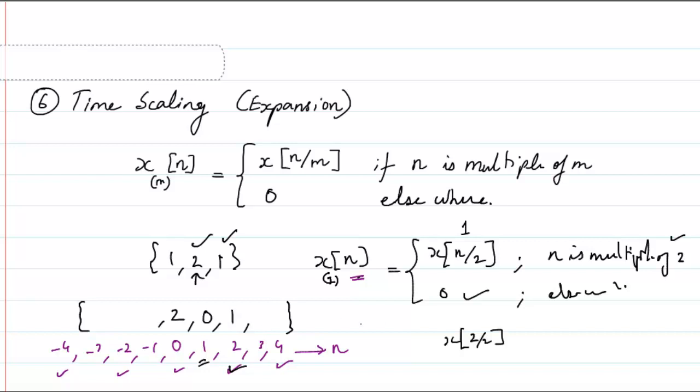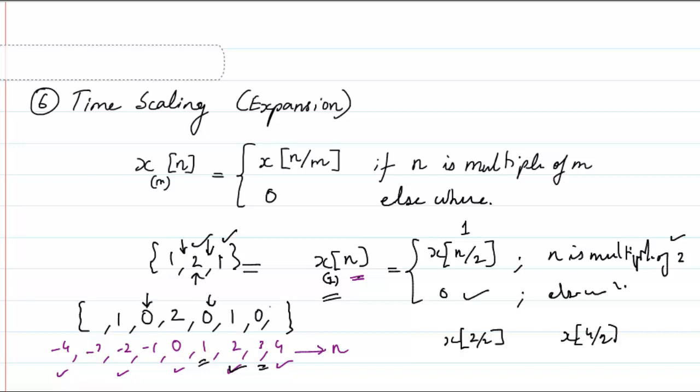Similarly, 3 is not going to be a multiple of 2, so I will put the value 0. 4 is a multiple of 2, so I will get x of 4 by 2, which is x of 2, but there is no value there, so I will stop here. Similarly, in the negative axis I will get 0, 1, no other value. So you can see what has happened when I scaled it with 2: in between these values I have got 0. That's all that has happened.